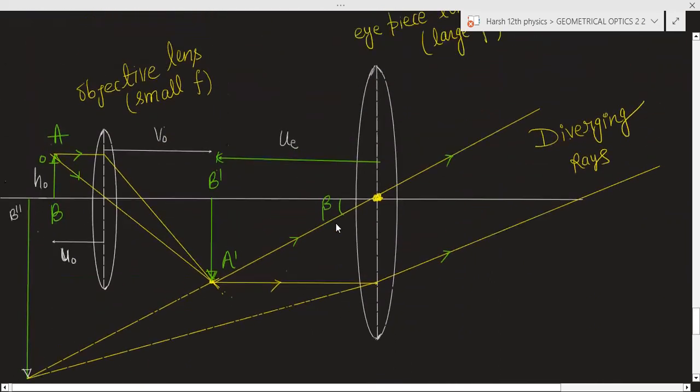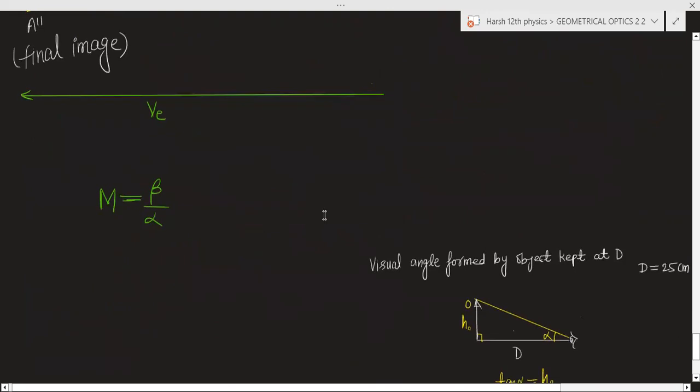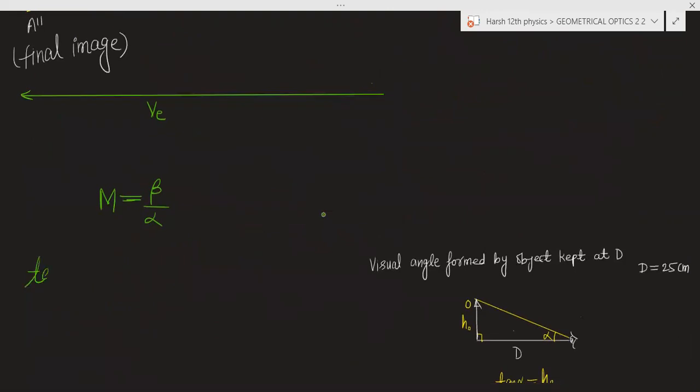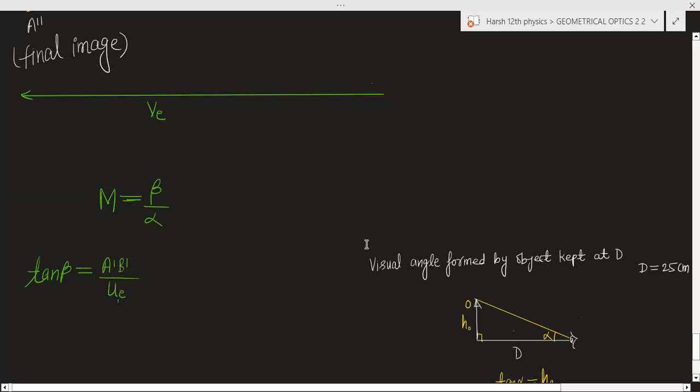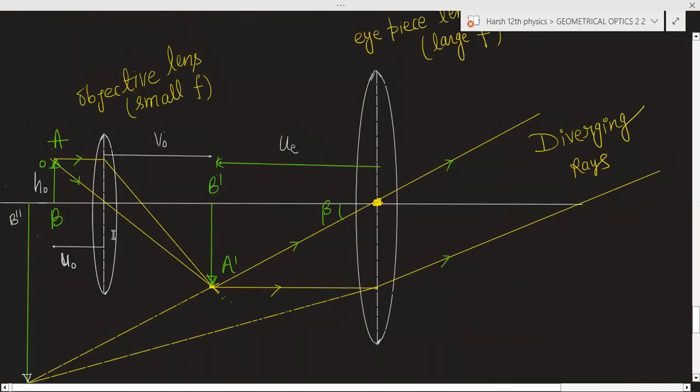Now beta, how will we find beta? First we will find tan beta from this. So tan beta will be this distance divided by UE. Tan beta will be A dash B dash divided by UE, from the trigonometry, opposite by adjacent.